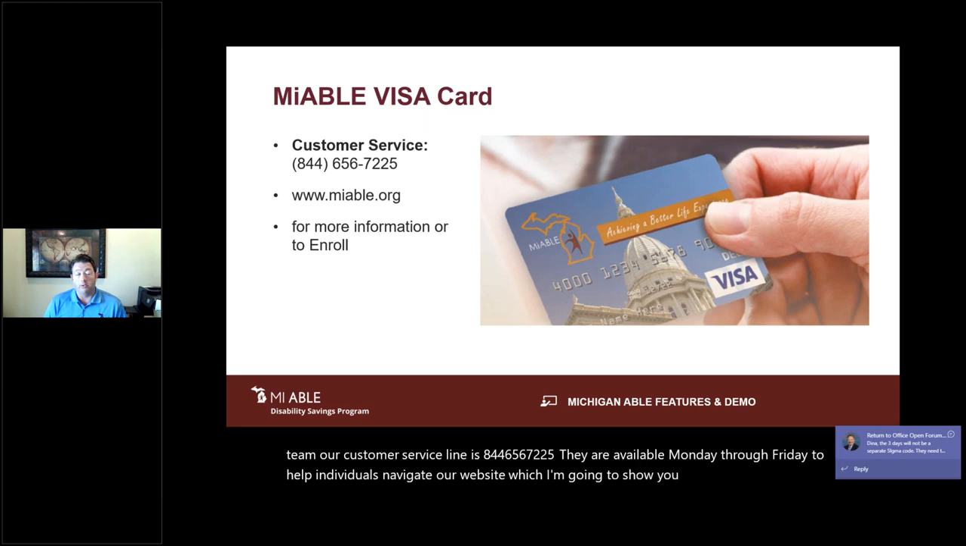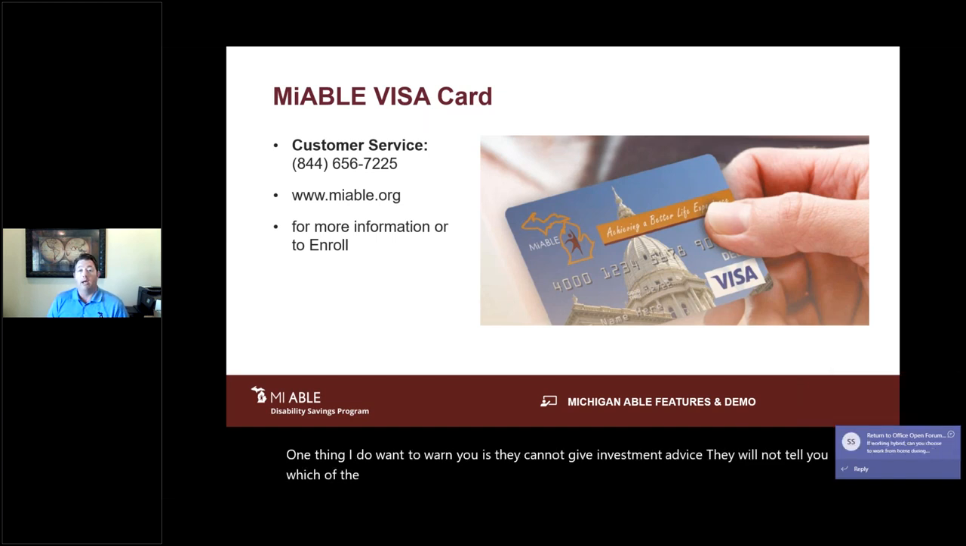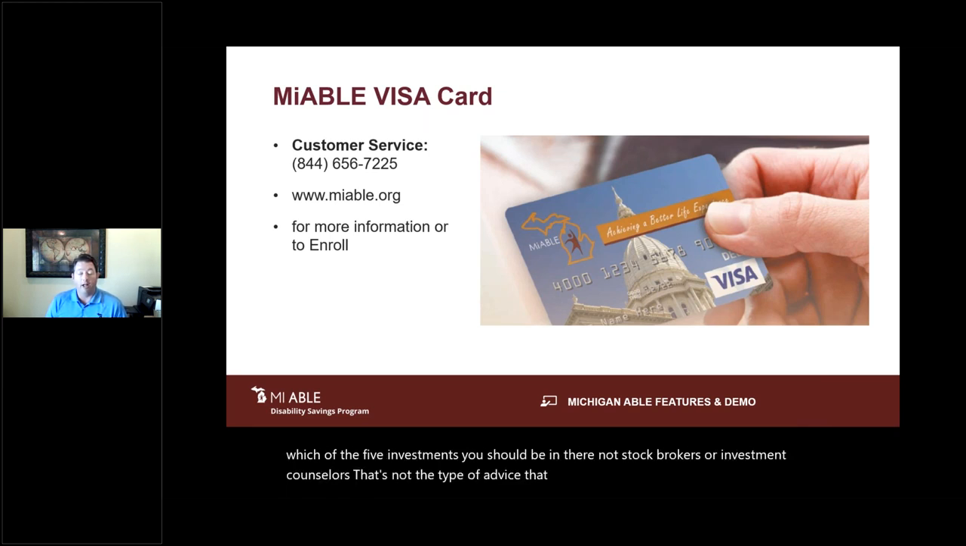They are available to help make contributions and withdrawals, to answer questions about the program and some of the benefits that you might seek. One thing I do want to warn you is they cannot give investment advice. They will not tell you which of the five investments you should be in. They're not stockbrokers or investment counselors. That's not the type of advice that they're there to provide. But they can help you navigate the system and ensure that if you make a deposit, it gets credited to the correct account, things of that nature.